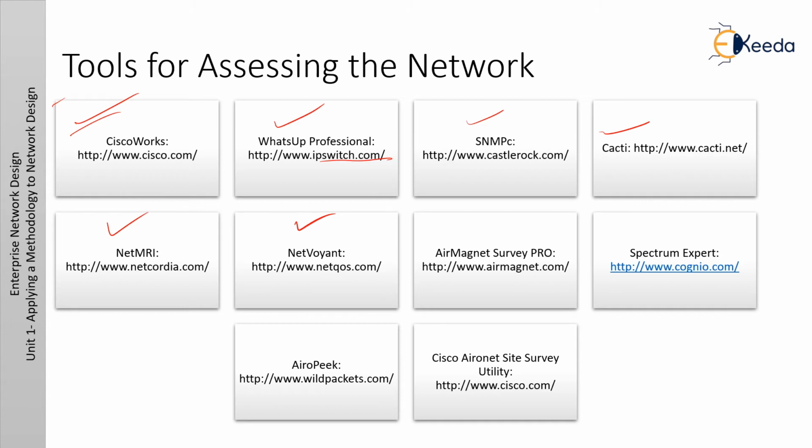Other tools can help characterize the existing environment. For example, instead of a full wireless site survey, it can be helpful to conduct a brief RF sample of the environment using enterprise-level tools. Such tools include AirMagnet Survey. This is AirMagnet Survey, Spectrum Expert, AeroPeek, Cisco Aironet Site Survey Utility. AirMagnet Survey Pro to perform an RF site survey.